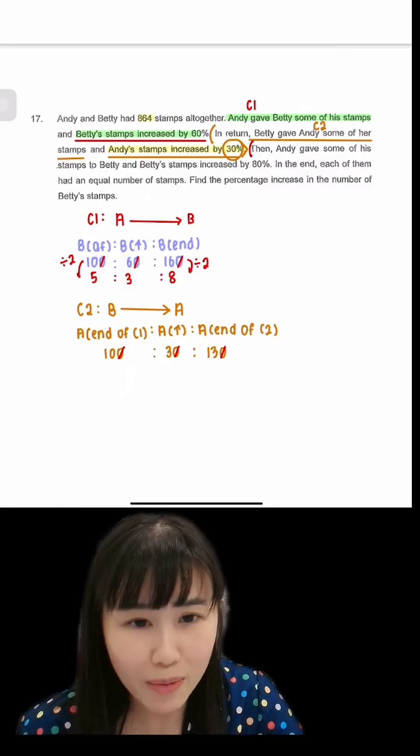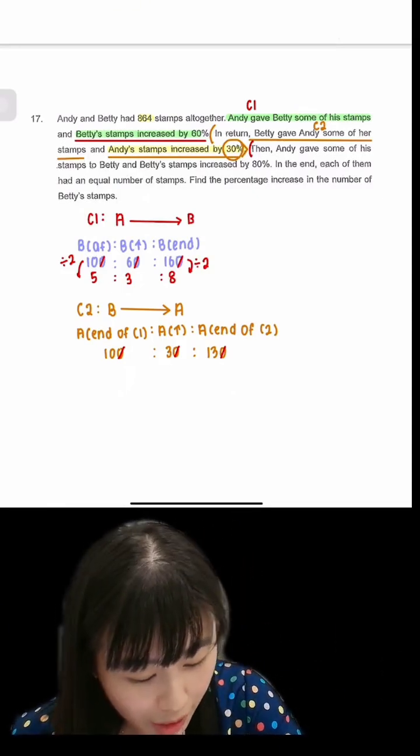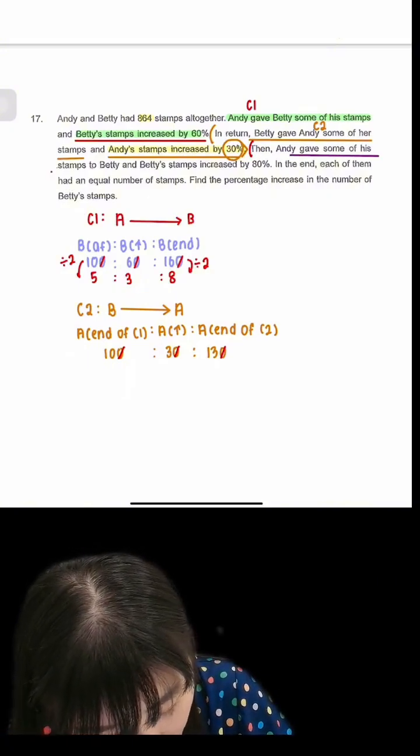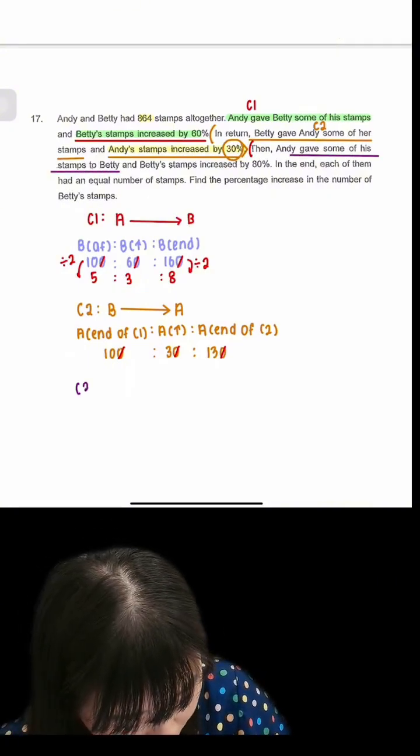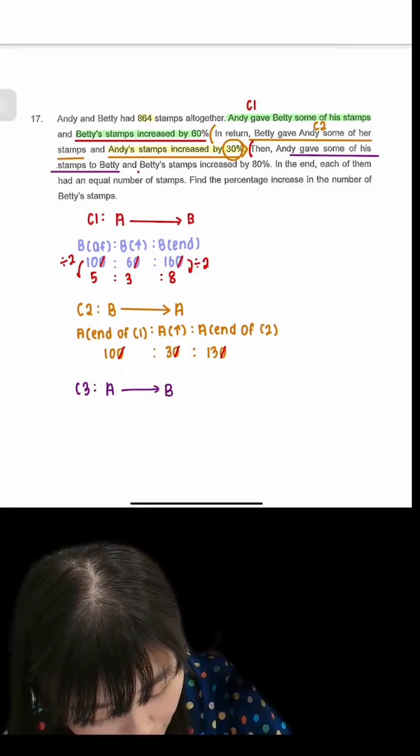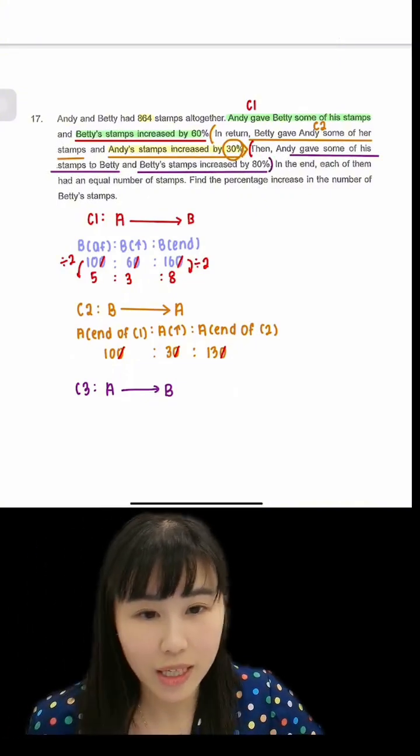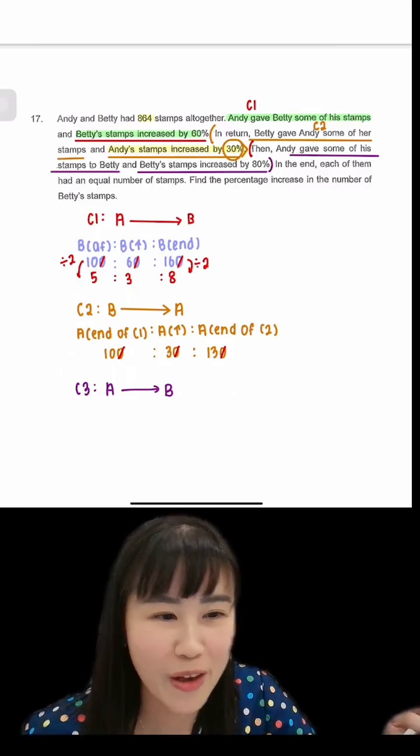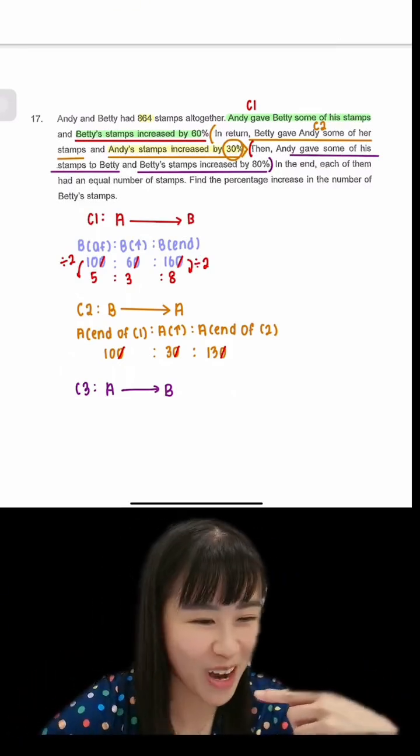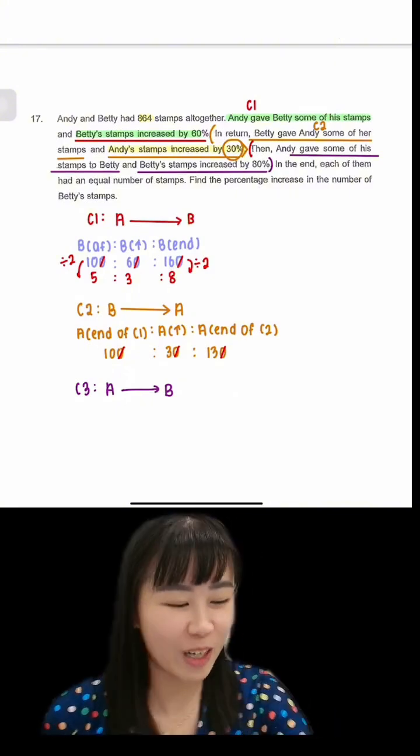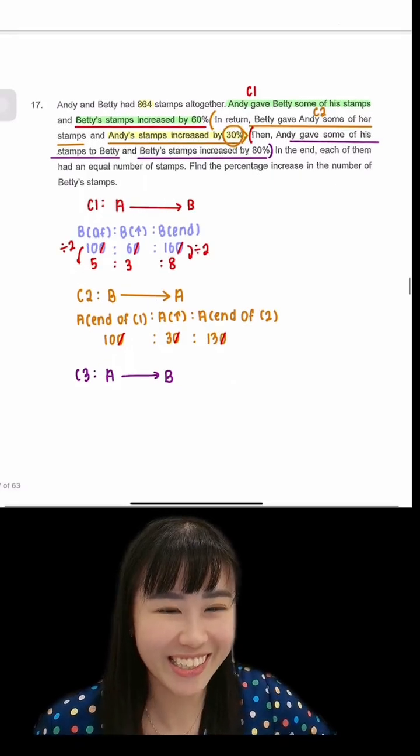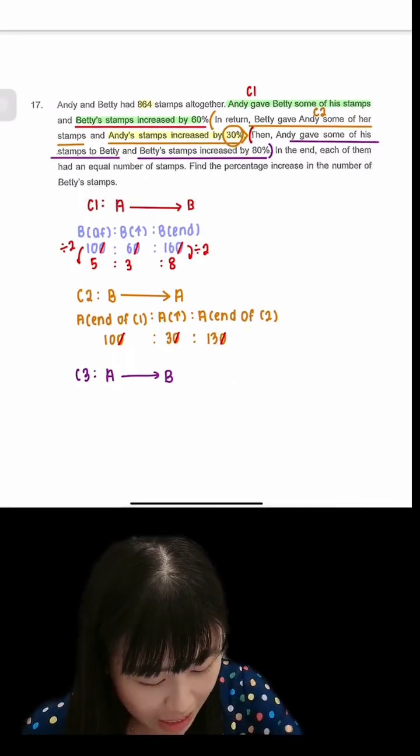Now, this question is really, really hard because after change 2, now got change number 3. Then Andy gave some of his stamps back to Betty. Oh, now give back again. So now Andy gives back to Betty, and Betty's stamps increased by 80%. This Andy and Betty are trying to make our life difficult. Give here, give there. And now we have to do all the math. Next time, you want to share things, or just give one time, don't give so many times, right? Make our life difficult. Okay, so same thing, we repeat the same steps.